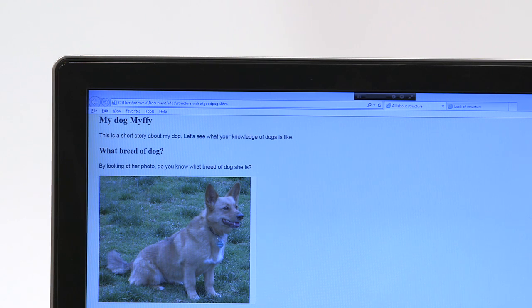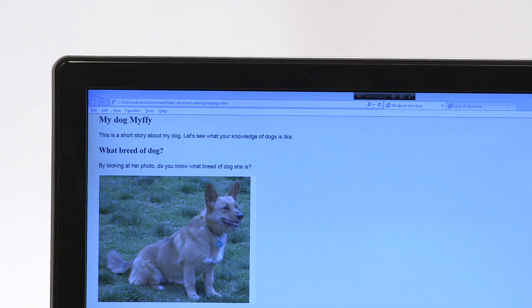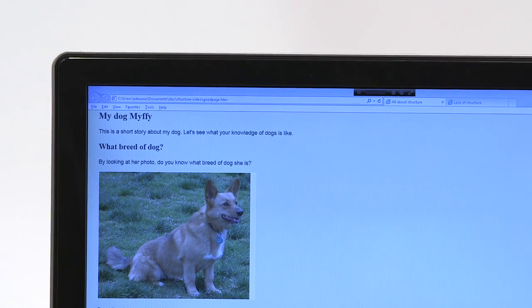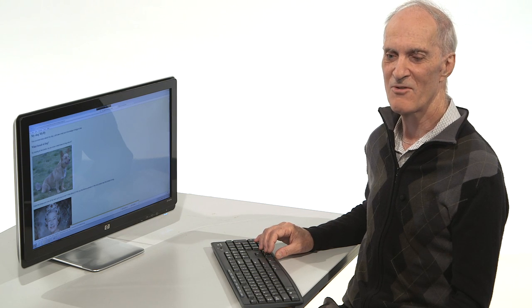Heading 2, What breed of dog? Again, it tells me it's a level 2 heading. By looking at her photo, do you know what breed of dog she is? Smallish brown dog sitting on grass. Somewhat large ears are erect. That was the alternative text on the image.